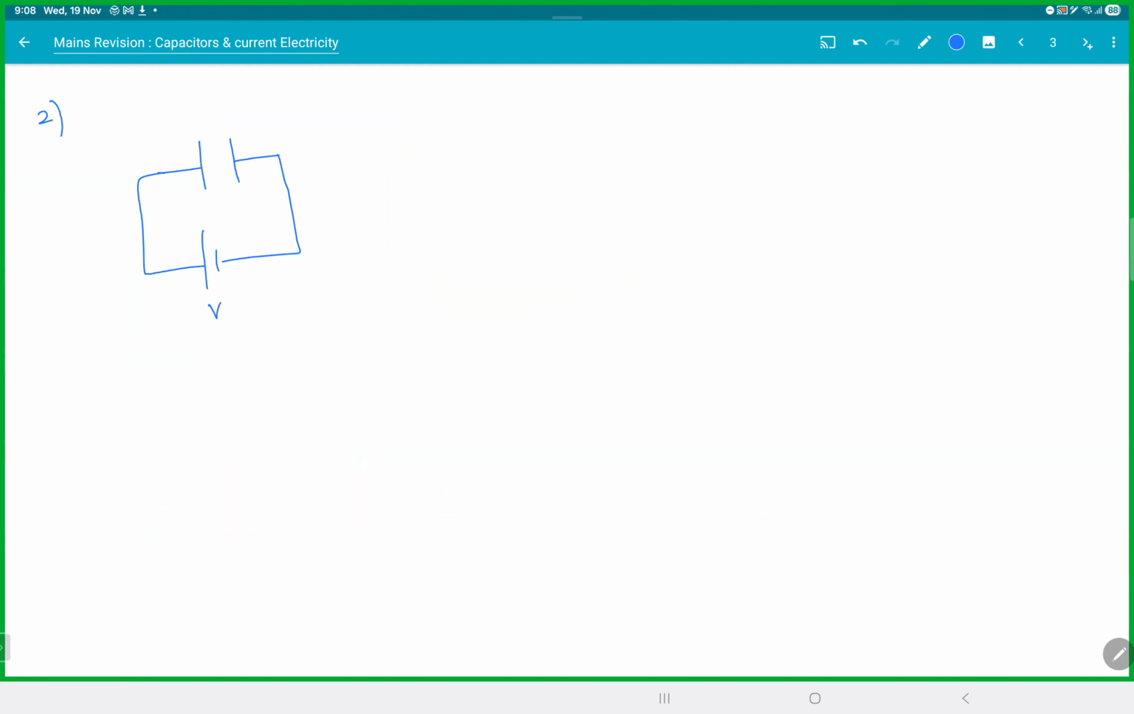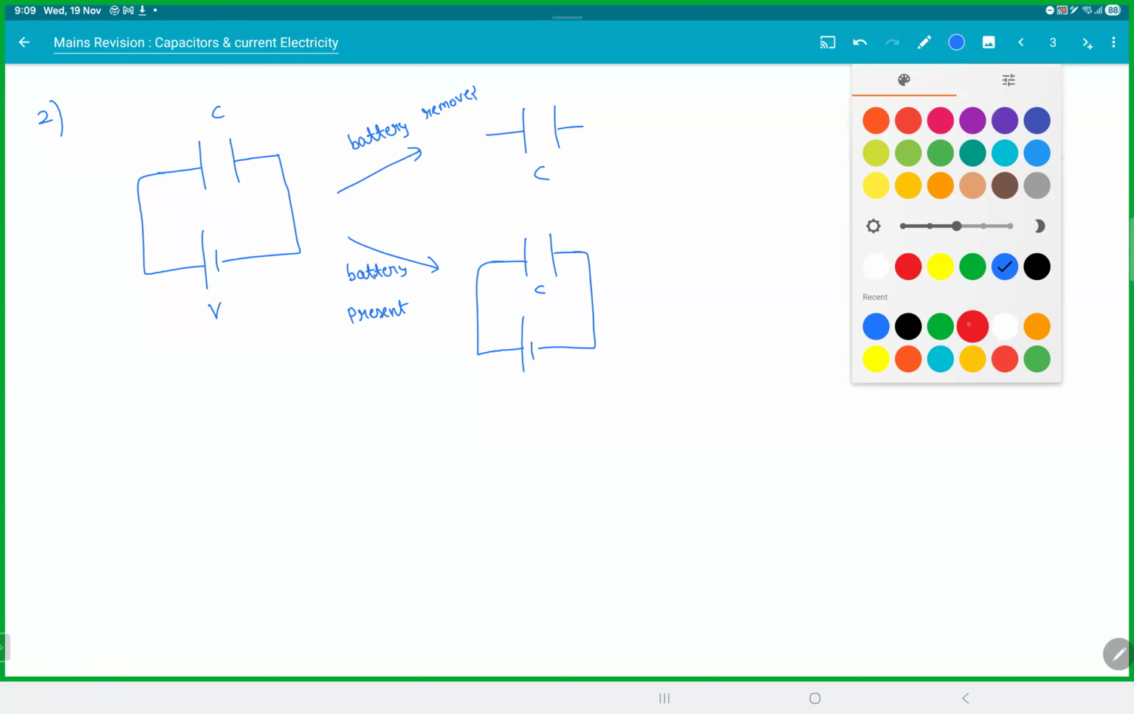We have a capacitor C. Then what we did, case 1, the battery is removed. Case 2, battery is still present. So initially the battery is connected to the capacitor. In one case, you removed the battery. In another case, you kept the battery. Then what you did, you introduced a dielectric slab.